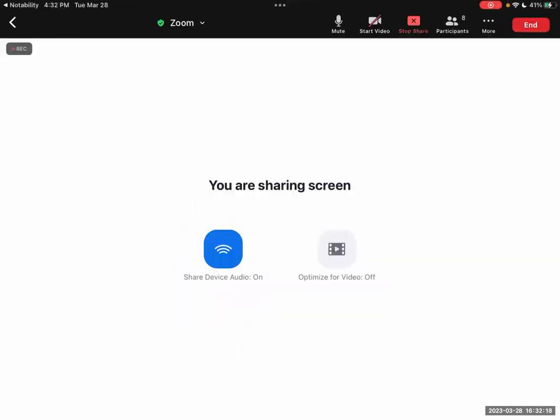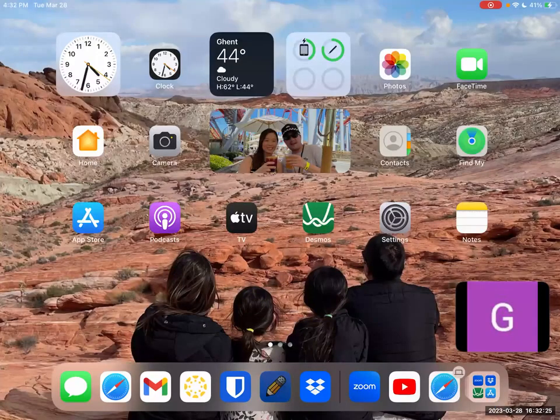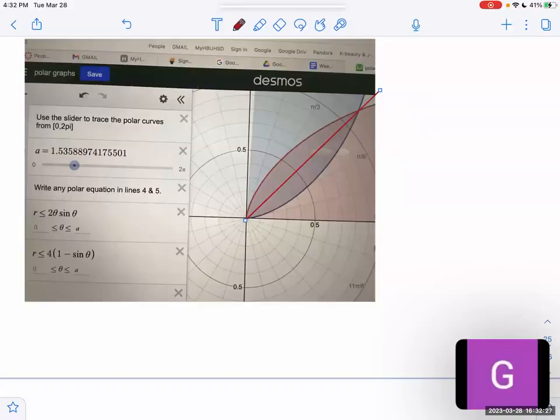So, yeah, and I can't hear you guys, or I can hear you guys. Can you tell me if you guys can see the screen? We can see the screen.